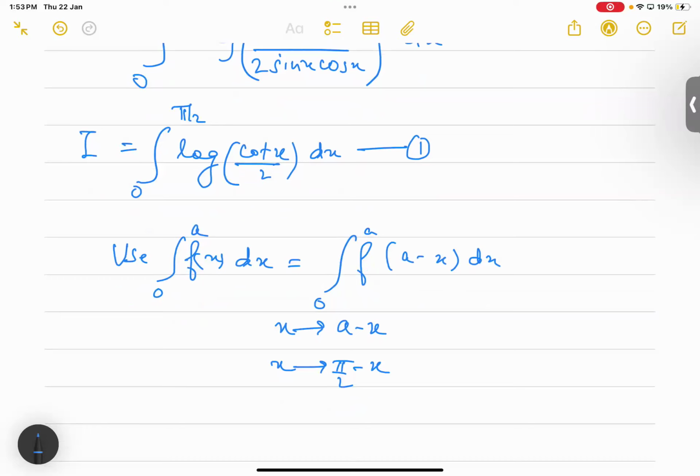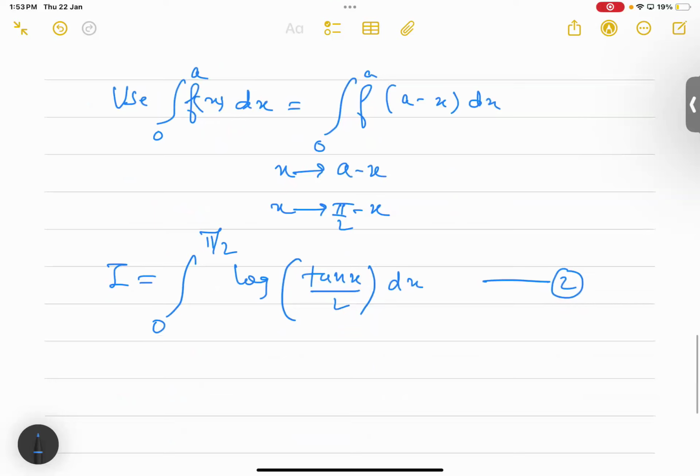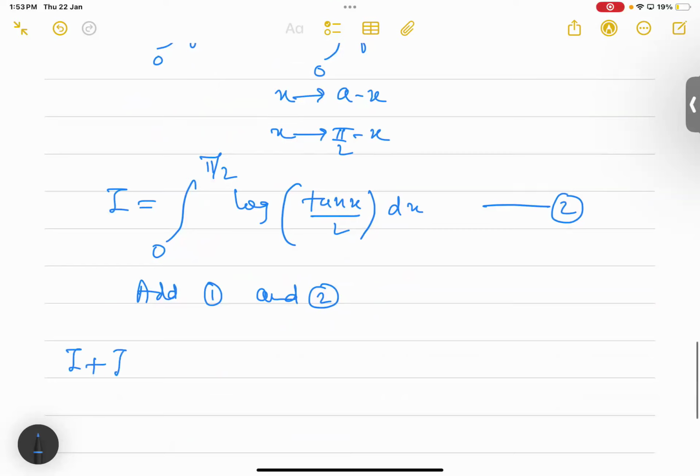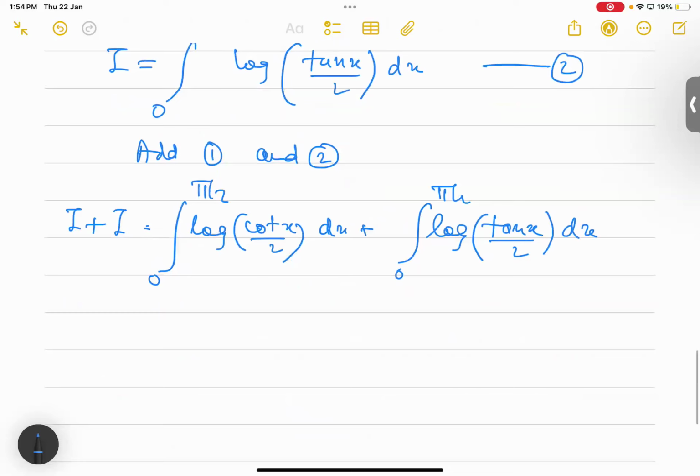Okay, so when you apply this property, after application of the property, cot will become what? Tan. Okay, I'm skipping some steps. I'm replacing x with pi by 2 minus x. Cot will become tan. Add 1 and 2. I plus I is the integral of log cot x upon 2 dx plus log tan x upon 2 dx. So this is 2I.